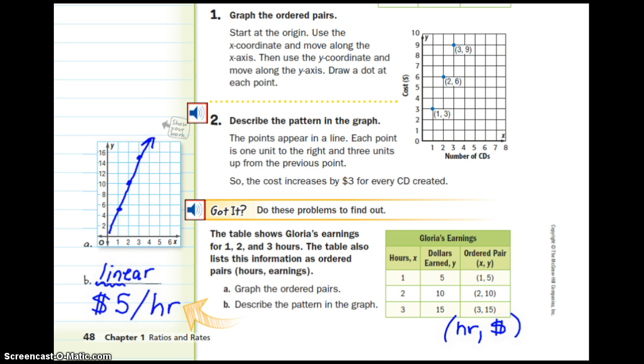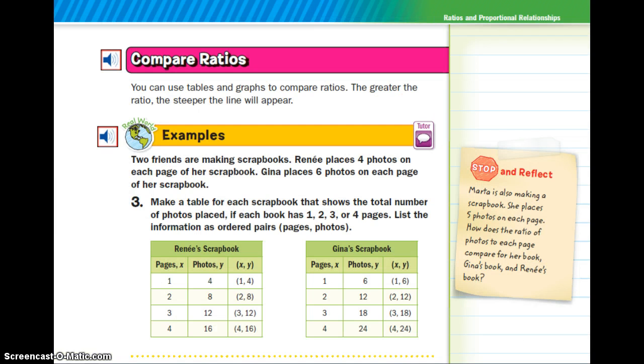Turn the page. All right, when we're comparing ratios, we can do two lines on one graph. Now, the greater the ratio, the steeper the line. So in this case, this is greater. And we call this the slope. Now, that is purely algebra, and you don't need to know what a slope is, but I thought I would throw that word in.